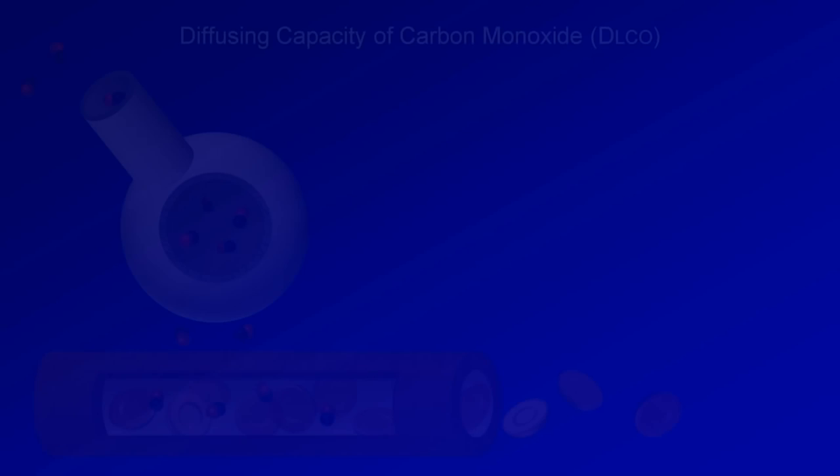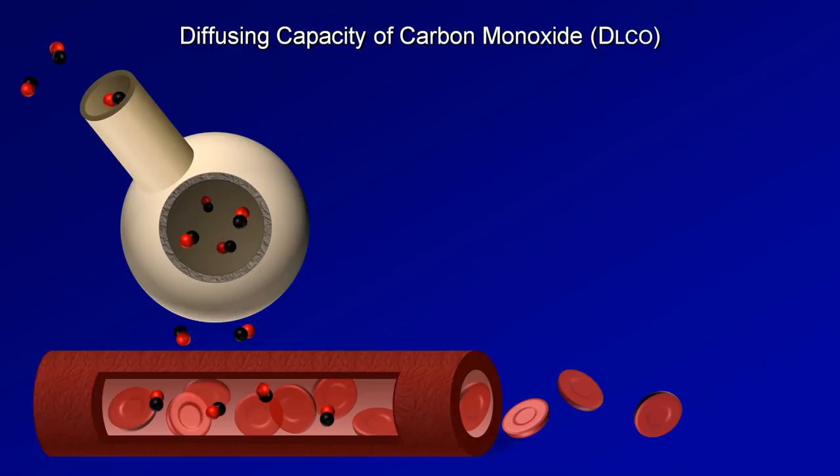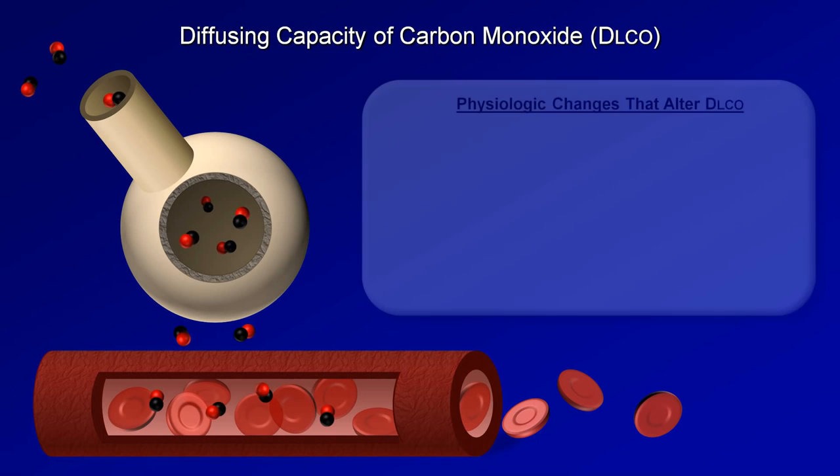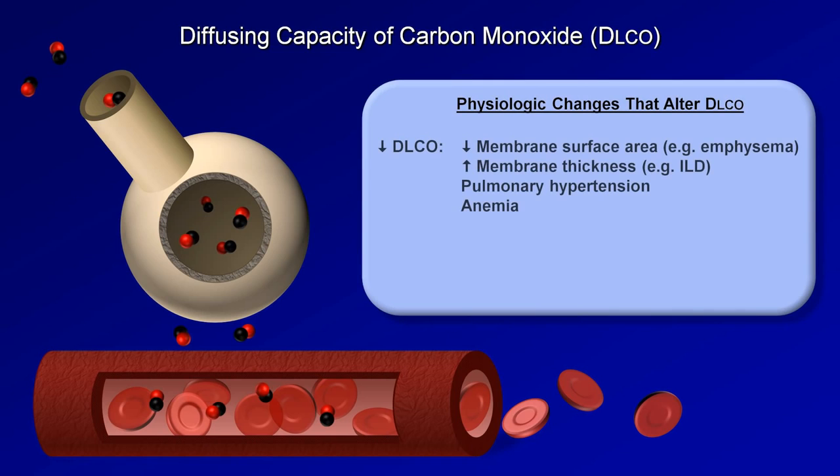Finally, in addition to spirometry and lung volumes, the other major component of complete PFTs is a measurement of the DLCO, which is a measure of how easily carbon monoxide moves from the alveoli into the capillaries. General etiologies of a reduced DLCO include decreased alveolar capillary membrane surface area, as occurs in emphysema, an increase in membrane thickness, as occurs in interstitial lung disease, pulmonary hypertension for more complex reasons, and anemia due to the fact that anemic blood has a lower carrying capacity for carbon monoxide.